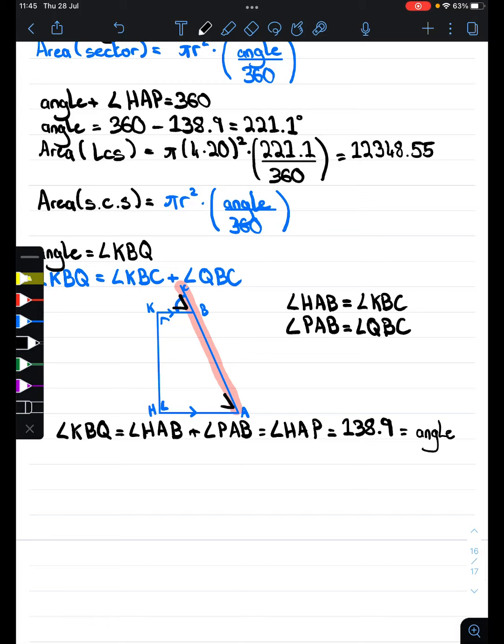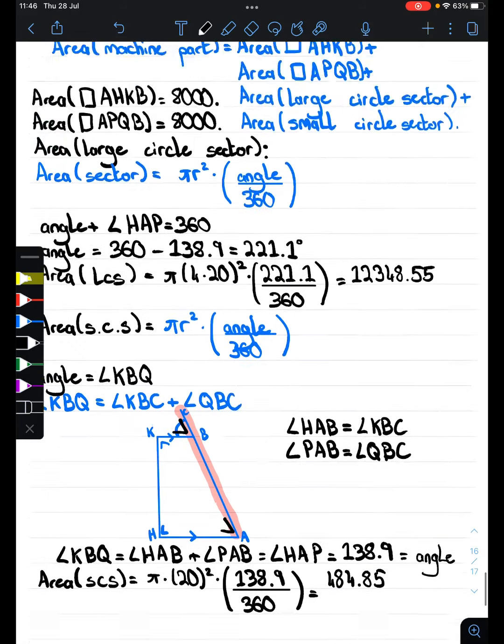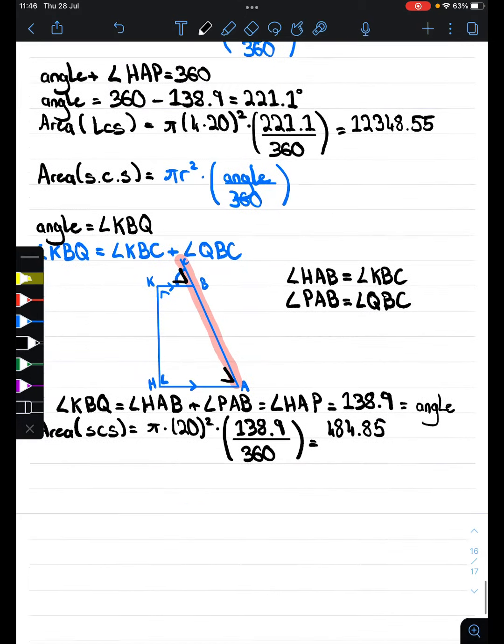Now we can just plug into our formula. The area of the small circle sector equals pi times the radius, 20, squared by the angle, 138.9, over 360. This equals 484.85. And now we have all the four areas that we need.